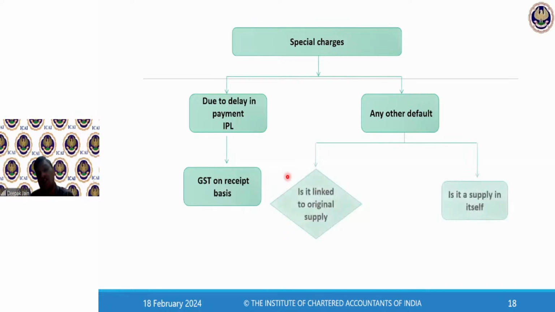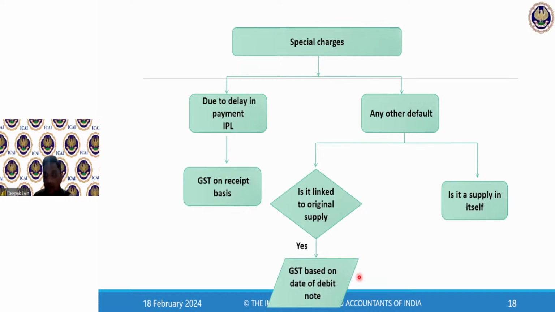Now, if there's any other default, then you have to see whether it is linked to the original supply or is it a supply itself. Like I raise a debit note, I made a supply. Now, at the time of supply, you said that you will do the installation. But after I supply, you have said, no, no, you have to do the installation. So I will renegotiate my price and say that I will charge separately for the installation. Earlier, you said you will do it. Now I will raise installation charges. Then is it linked to the original supply? Yes. Then GST is based on the debit note. So when I raise a debit note, that becomes my time of supply.